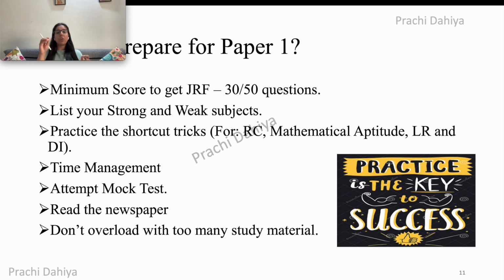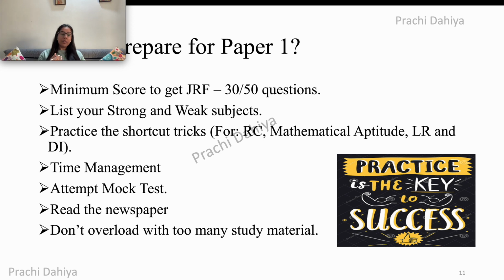Then practice the shortcut tricks for solving the RC like I told you. Don't read the text first, just directly go to the question, mark the important points in that, and then go to the text to mark the answers. Then in mathematical aptitude, to solve percentages fast, practice more, build your muscle power, that will help you. Then logical reasoning and DI, practice more and more. For example, 40% of 50 is 20, 60% of 50 is 30, like this should come, okay?